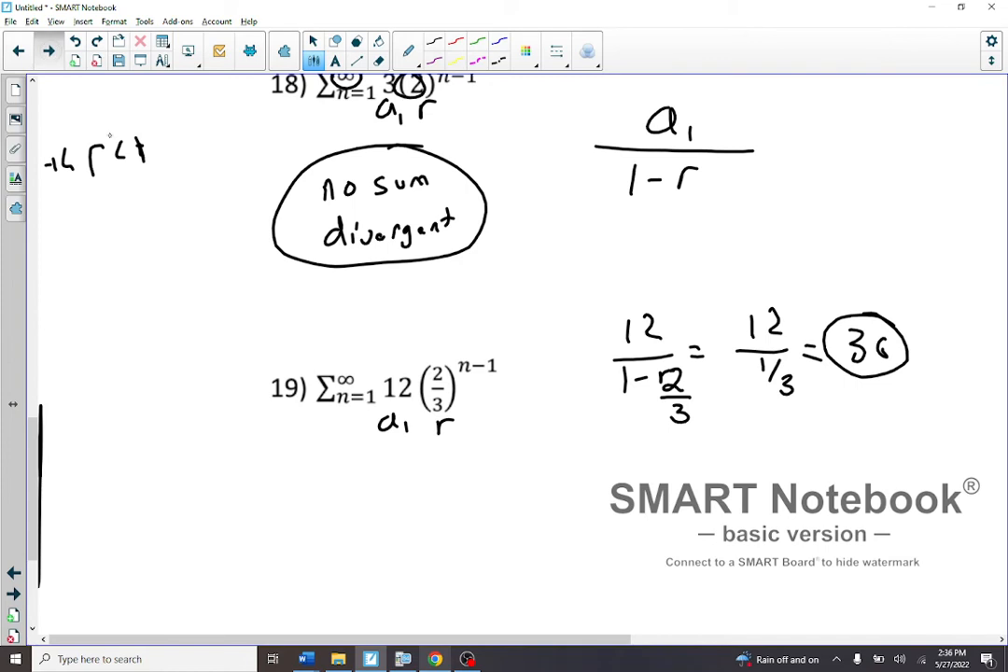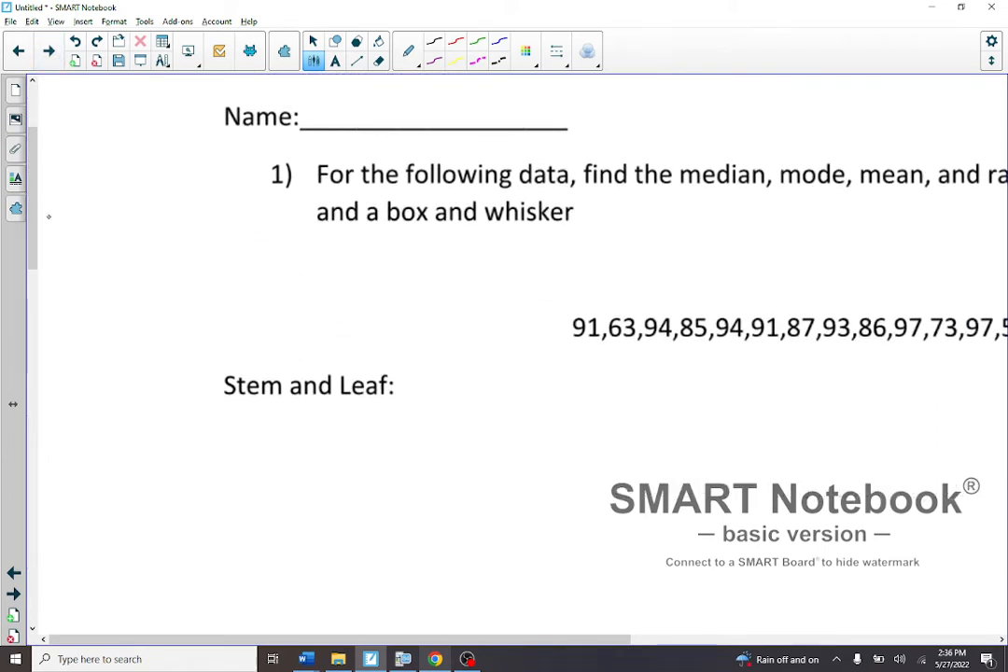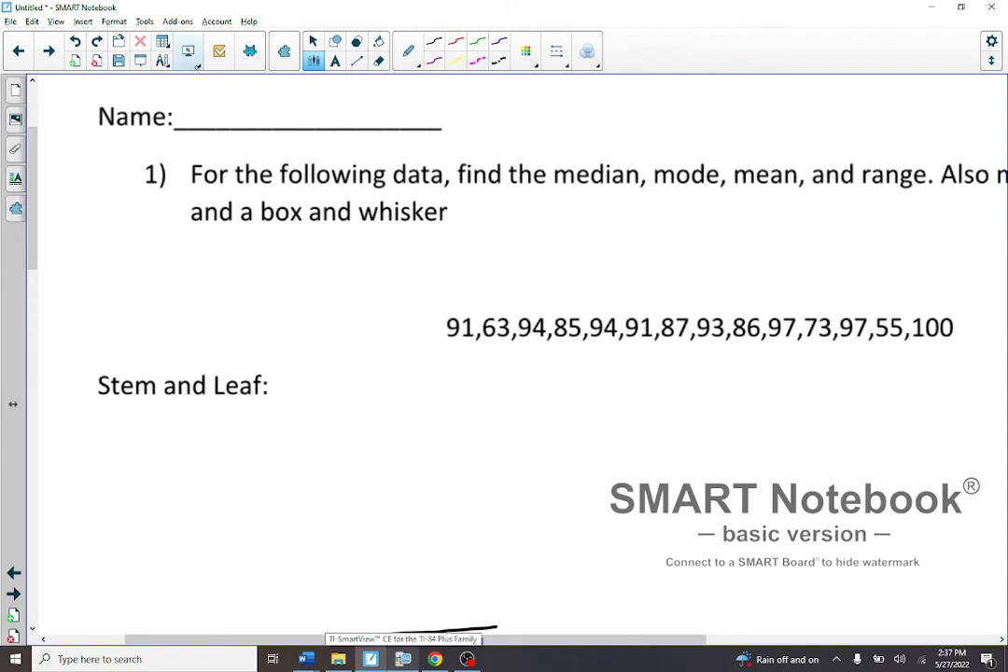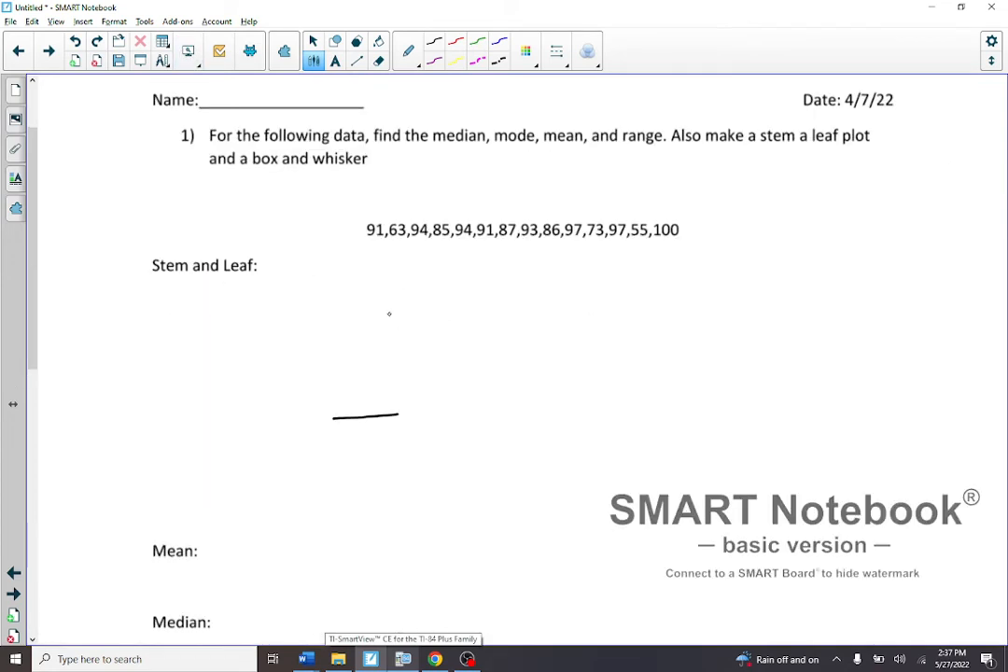Okay. So infinite series, got to use the formula. Okay, for this one, I got to do stem and leaf plots. So stem and leaf plots, remember, we want to put it in order. So here would be the tens place, and here would be the ones place. So let's do it. Here it's a 55. Do I see any other 50s? No. 60s, I see a 63. That's it. 70s, I see a 73. That's it.